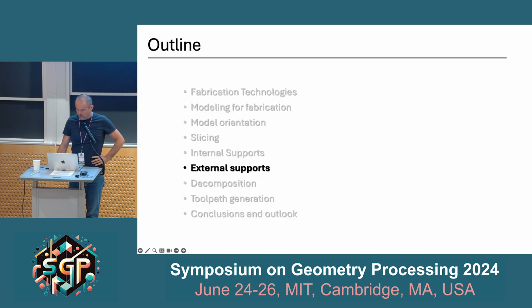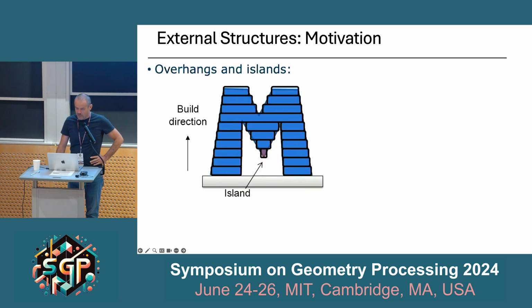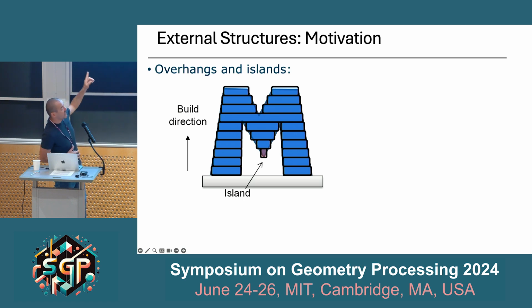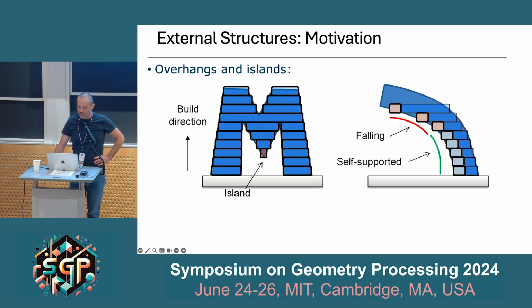And okay, let's talk about external supports. As said, external supports are sacrificial structures that you will remove after the printing. The typical example is this one. If the building direction goes from bottom to top, at a certain point you need to print that island there, that print dot, and of course you have nothing to put the material on. So that is a typical example where you need support.